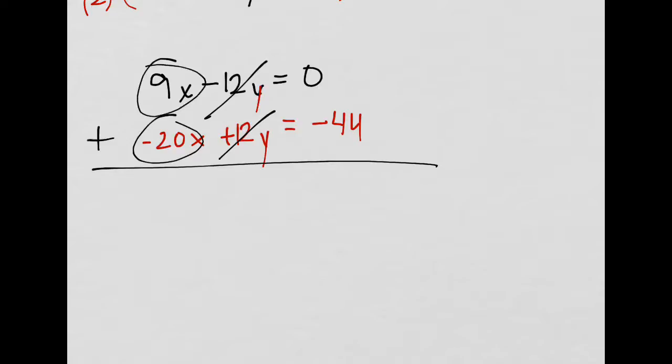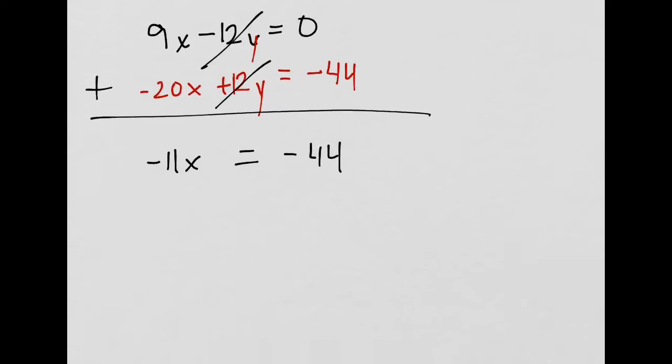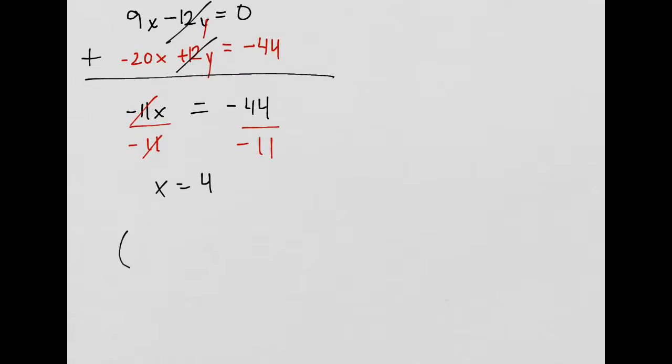So here, what can we do? -20x plus 9x. What is that? -11x. And we have 0 and -44, because this goes away. So we just have -44. Oh, that's very nice. I can divide it by -11 and -11. And the x is equal to negative divided by negative is a positive 4. So for my answer, I'm going to have 4 comma something.